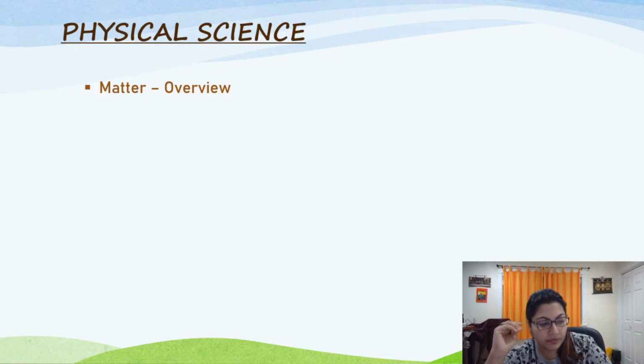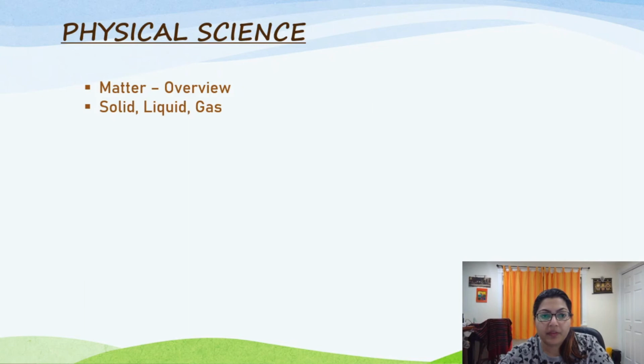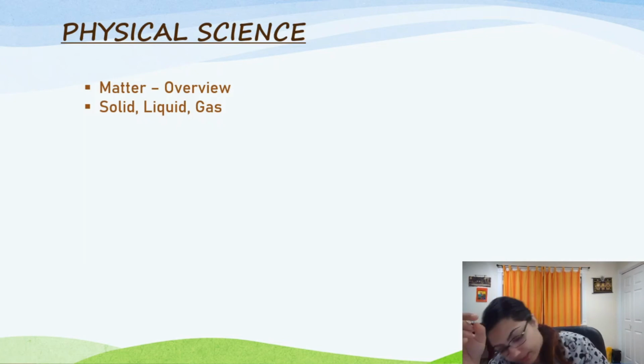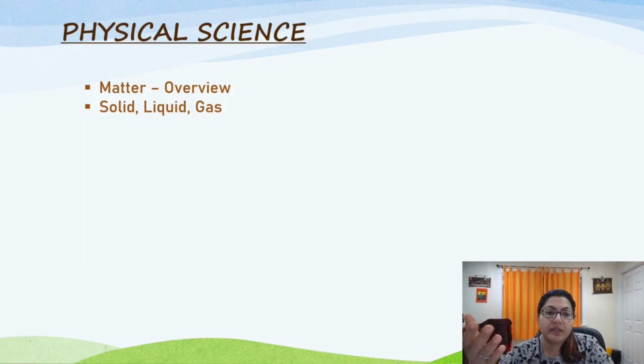For physical science, first we have a matter overview. We will tell what matter is, matter can be anything, and matter can change or cannot change. And then we'll talk about solid, liquid, gas. In solid, liquid, gas we will talk about different examples, like how solids are different from liquid and gas, and we can tell them to name two of each. We are not going into molecules and stuff, just the basic physical attributes of solid, liquid, gas.